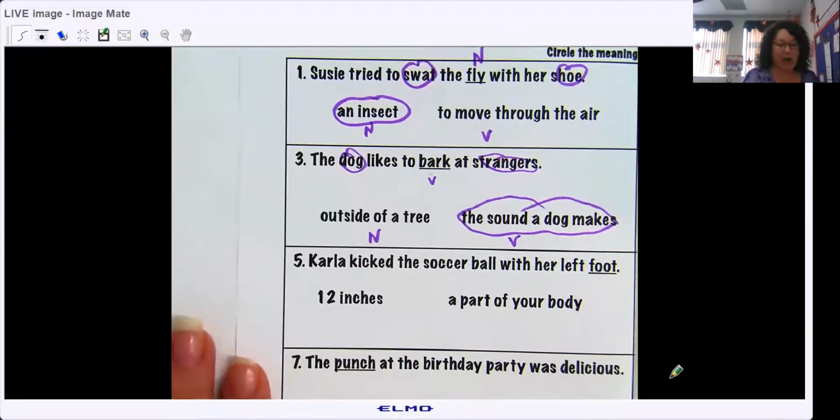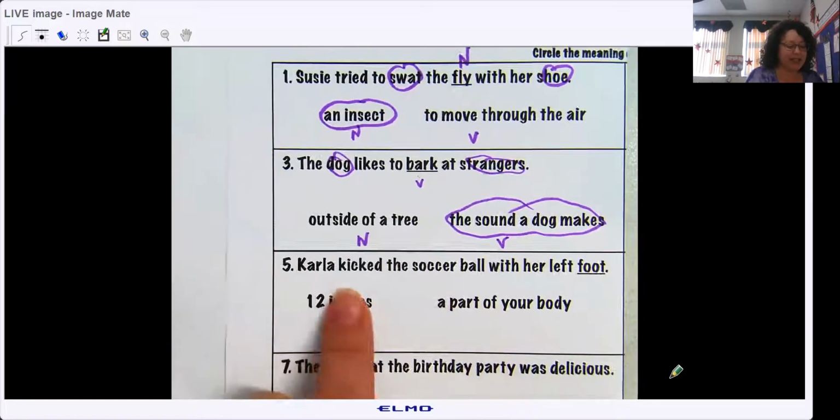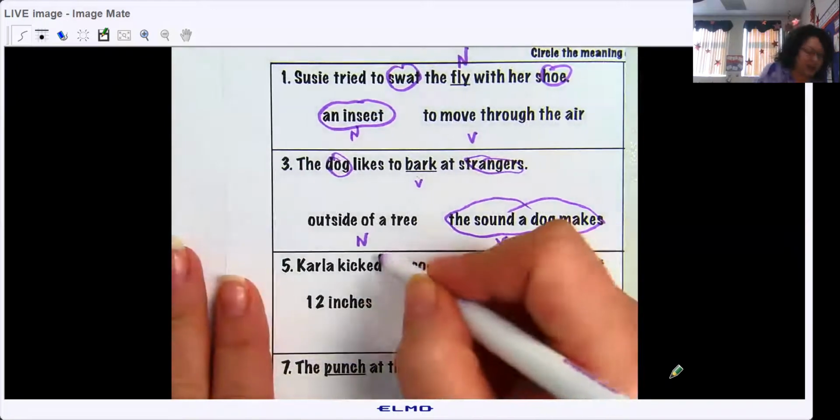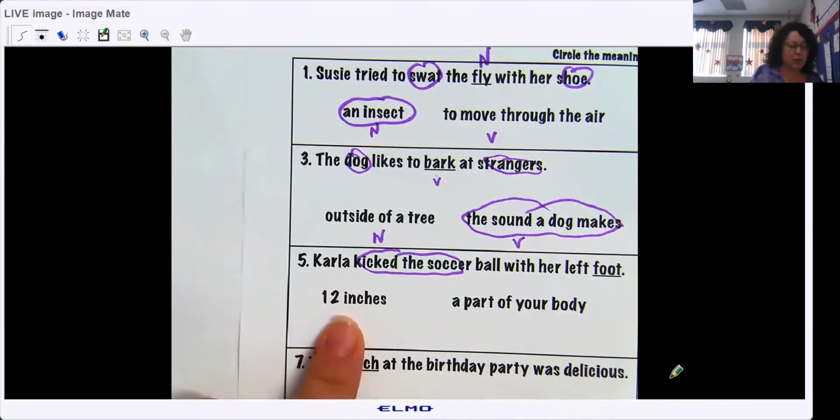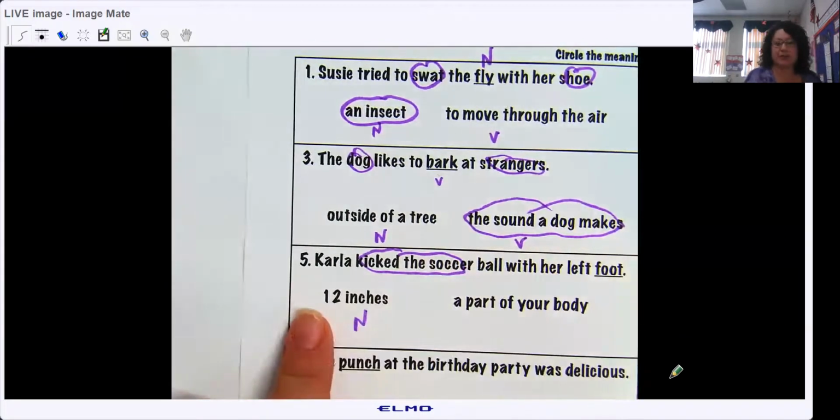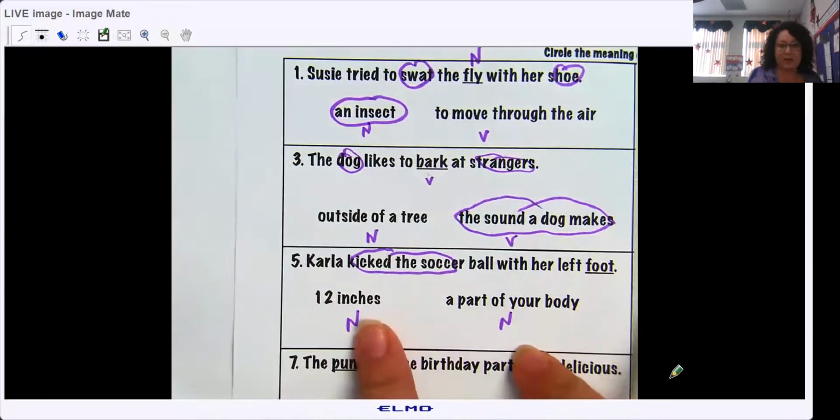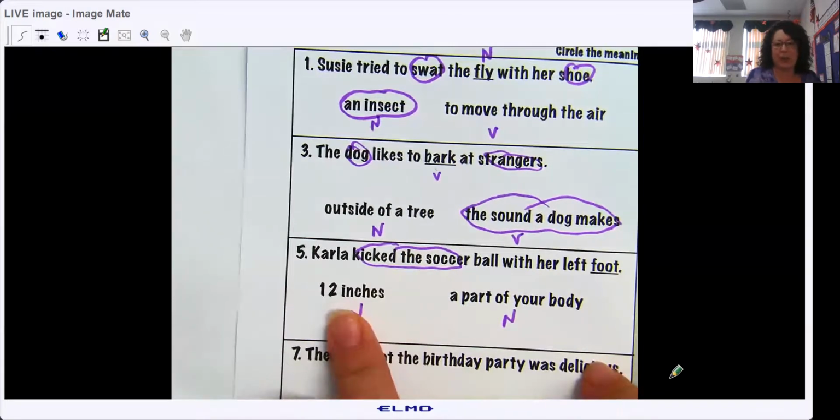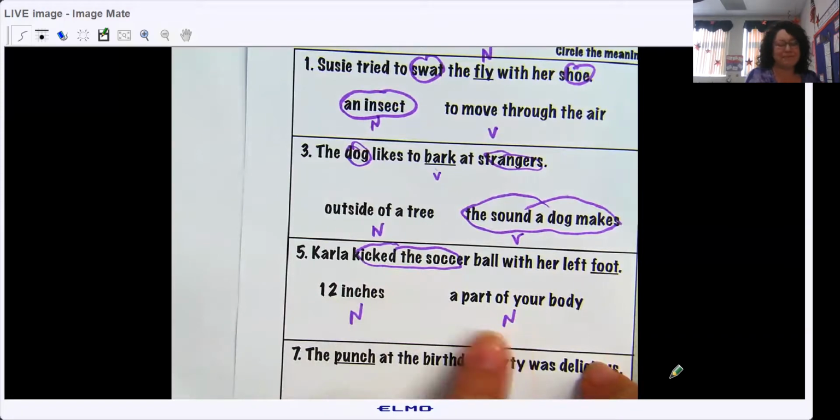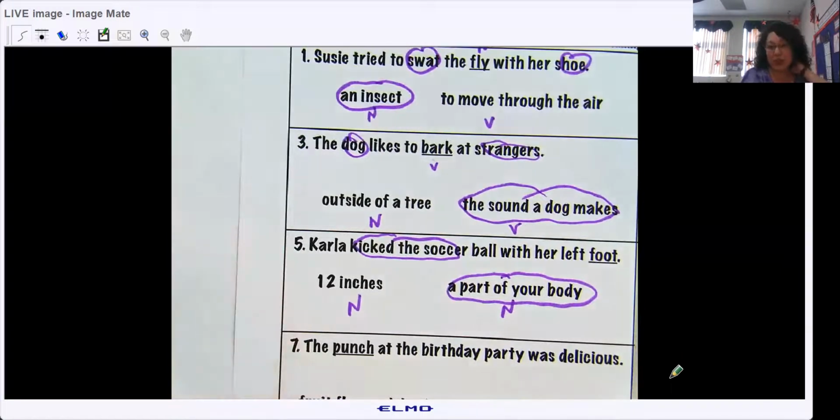Carla kicked the soccer ball with her left foot. Okay, so she's kicking it. She's kicking a soccer ball. So that would be our clues there. 12 inches, that's a ruler. She's kicking it with a ruler? That's a thing, it's a noun. A part of your body is a noun too. So they're both nouns. Let's see, she's kicking a soccer ball with a ruler, or a part of her body? A part of her body. Again, you've got to use your clues in the sentence to figure out what the meaning it has.